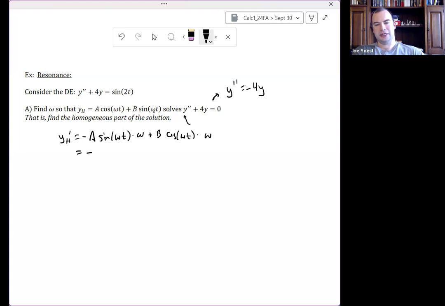Or writing this a little nicer, this would be negative a omega sine omega t plus b omega cos omega t.